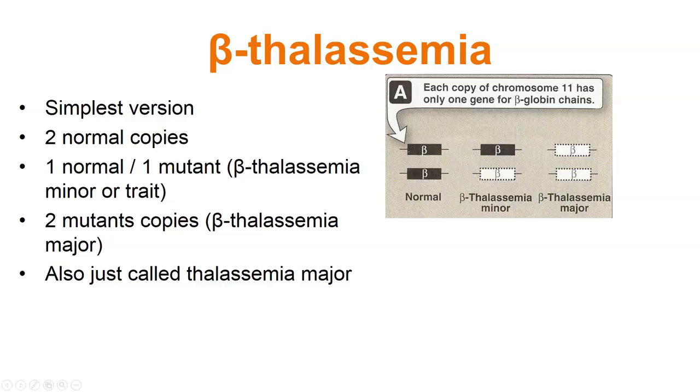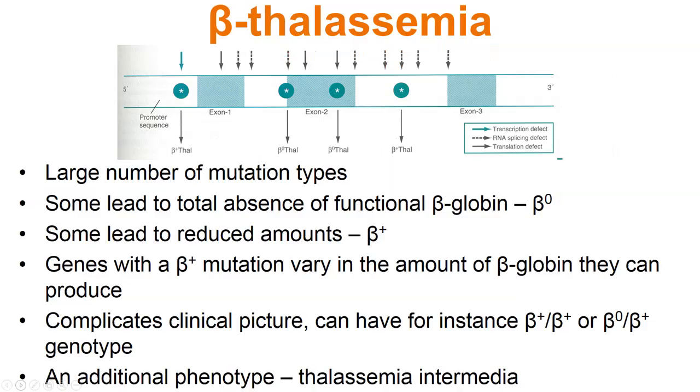In the simplest scenario, you can have 2 normal copies. You could have 1 normal copy and 1 mutant copy, which should be asymptomatic if it's an autosomal recessive disease. That actually causes beta thalassemia minor, which I'm going to get to in a second. Then you can have two mutated copies, which is the major disease, beta thalassemia major. It's also very often just called thalassemia major. When you hear thalassemia major or thalassemia minor, those terms are used for the beta thalassemia versions. The alpha thalassemias, when we get to them, have slightly different names.